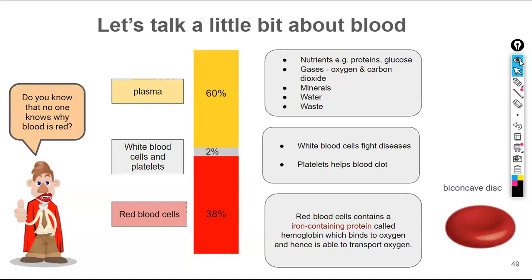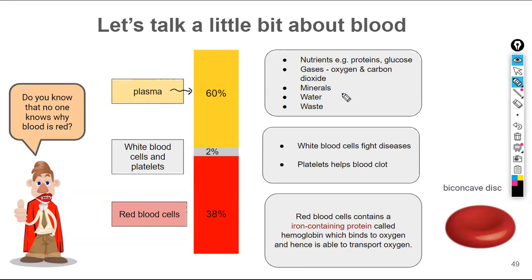Now, we all know blood is a liquid, but blood has a lot of things dissolved in it. The liquid part of the blood is actually called the plasma. Now, the plasma part of the blood has many things dissolved in it, and this diagram is pretty straightforward. It has nutrients in it. So the blood inside your body right now has things like glucose and proteins dissolved in it. It also has gases dissolved in it, like oxygen and carbon dioxide. You also find minerals, water, and you're going to find some waste.